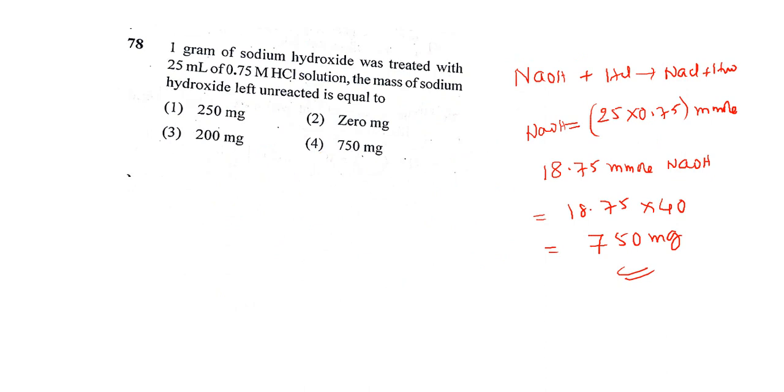It means the unreacted sodium hydroxide, out of 1 gram, is how much? 1 gram means 1000 milligrams, and if you subtract the 750 milligrams which has already reacted, then you will get 250 milligrams. So 250 milligrams is the right answer.